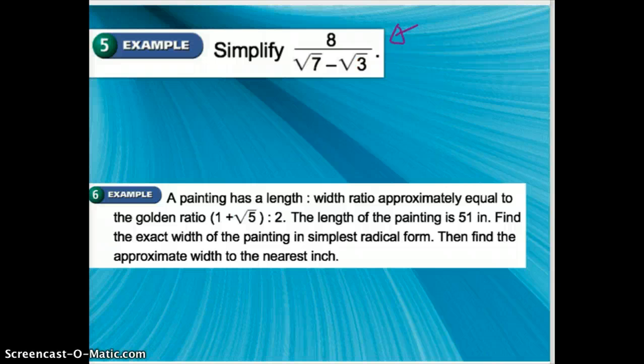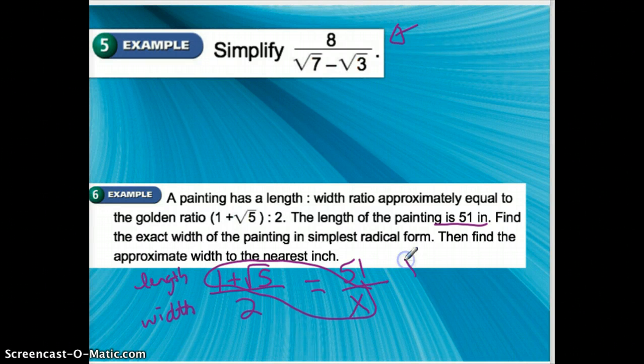So I'm going to start this out. I know that 1 plus root 5 over 2, that's my length to width ratio. Okay, so I want that to be equal to the ratio of my painting, which is 51 over x. I do not know what x is. That's what I'm trying to find, the width, w, whatever you want to call it. Okay, so the first step you want to do is make a proportion like this. Second, you're going to want to try to solve the proportion. I highly recommend cross multiplying here. So we're going to do x times 1 plus root 5 equals 102.